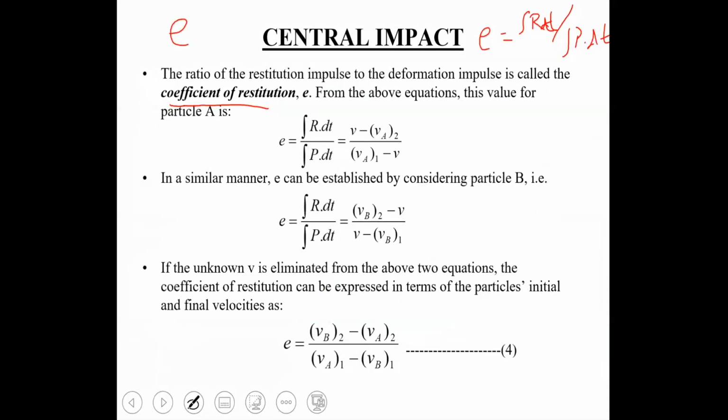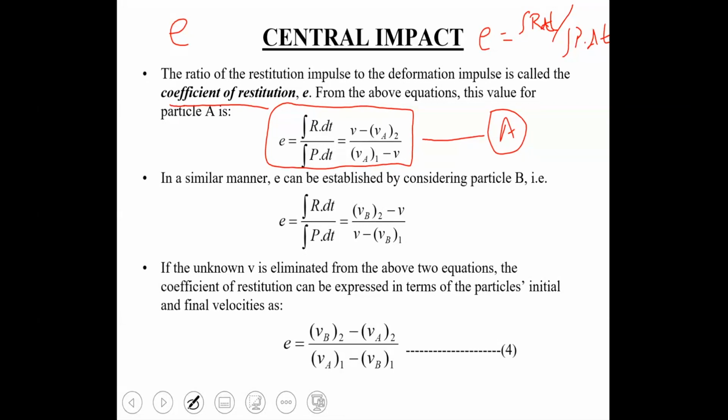So putting those values in this ratio formula, which is the coefficient of restitution, we are going to get this equation, which is equation A: E equals V minus VA2 over VA1 minus V. I hope it is clear to everyone where this equation came from and how it was derived. Yes sir. Where did the mass MA go from this? Since it is the same particle in the ratio, the mass will cancel. That's correct.